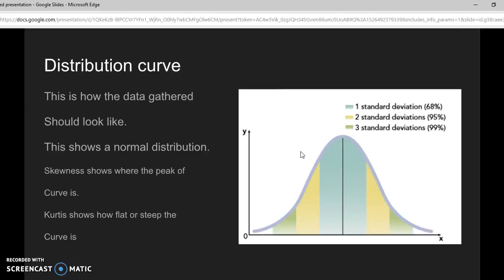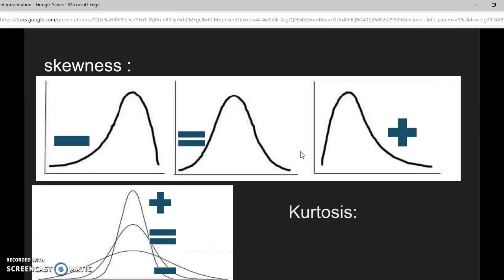Here we have the distribution curve. The distribution curve shows how the data is gathered, and it should look like the example to the right hand side. The picture there shows a normal distribution of the data gathered. The skewness shows where the peak of the curve is, and the kurtosis shows how flat or steep the curve is. This is shown here.